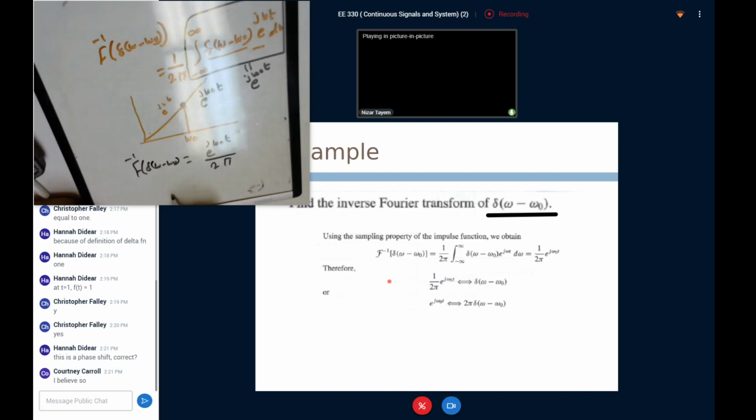Is it clear? Do you have any questions? This is clear. Okay. So if we multiply cosine omega 0 t with f of t, what's going to happen?